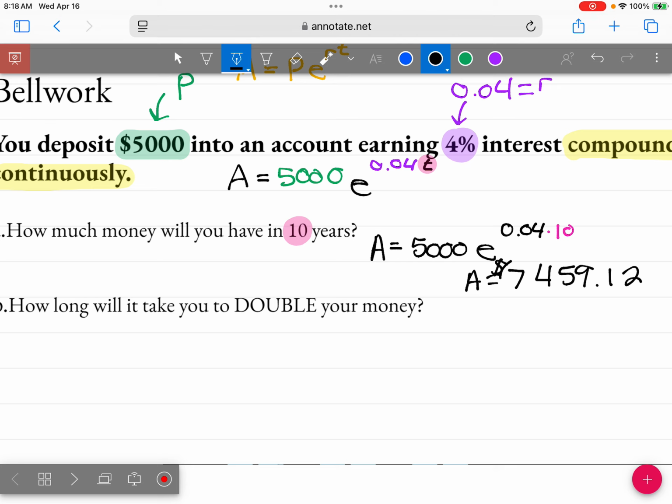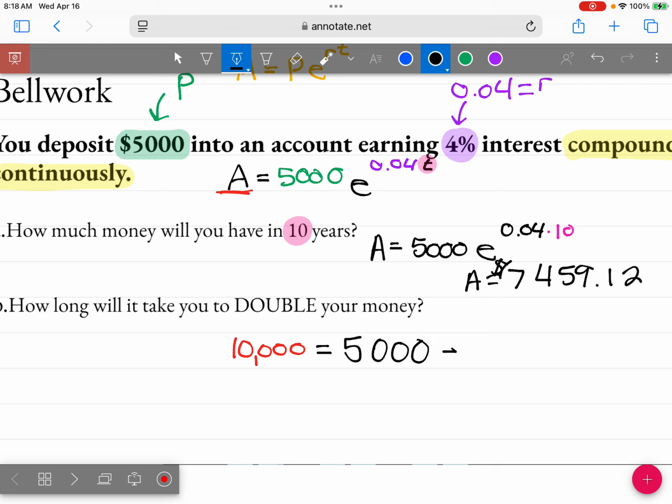Part B is very much this chapter situation. When they're asking how long to double our money, what are we going to do? How are we going to set that up? How much did we start with? 5,000. So what are we looking for? 10,000. So we want to know when the total in our account is $10,000, double the money we started with. So the rest of the equation is going to stay the same as this guy here.